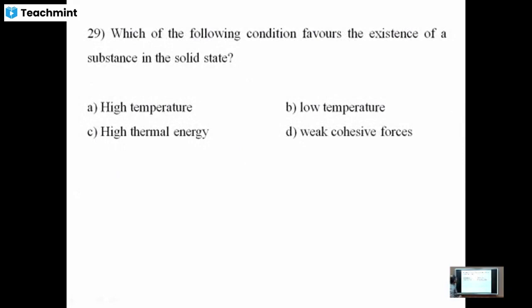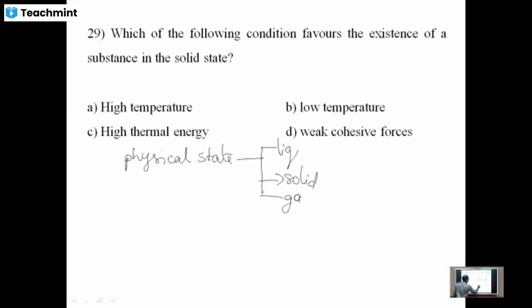29th question. Which of the following conditions favors the existence of a substance in the solid state? We have three physical states of matter: solid, liquid, and gas. What is the main difference? In solids, particles are in contact with each other. In liquids, particles are a little away from each other. In gases, there is maximum disorder. Particles are very far away from each other.